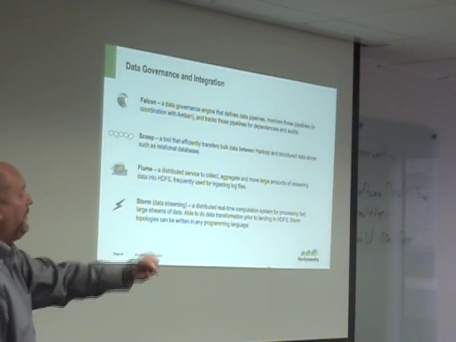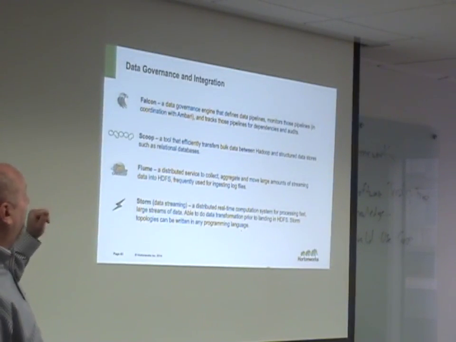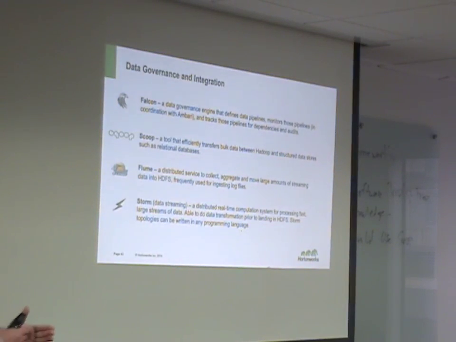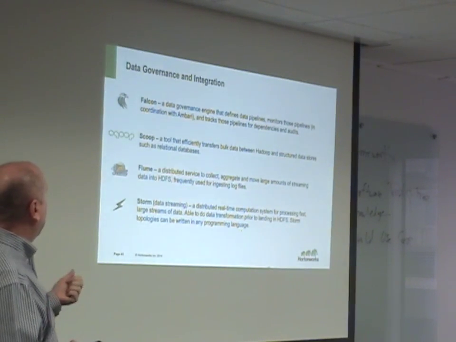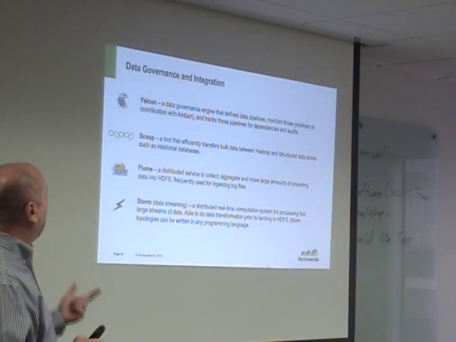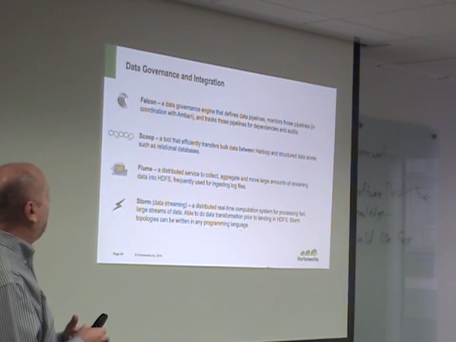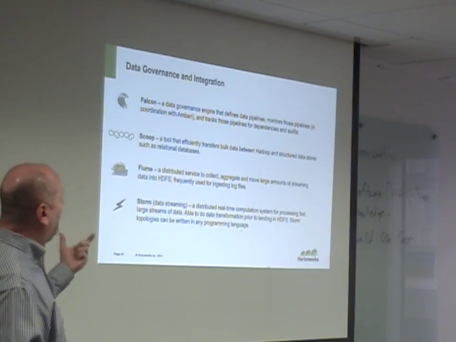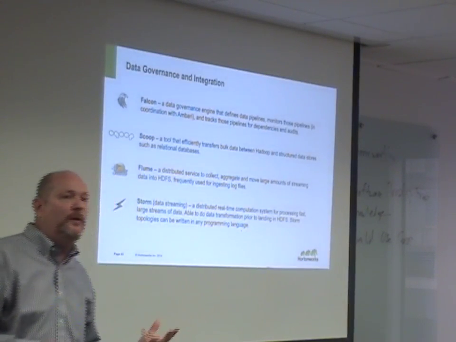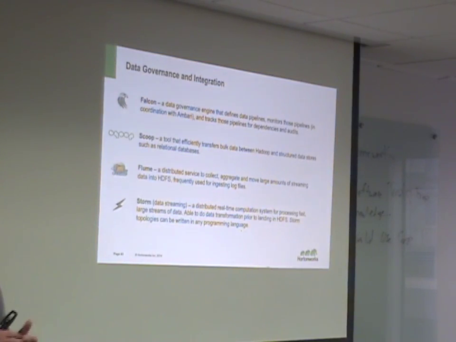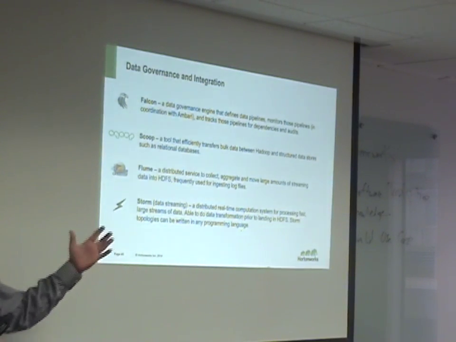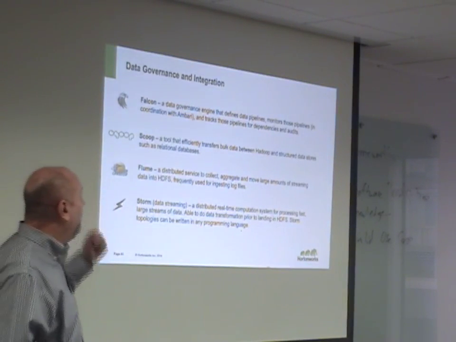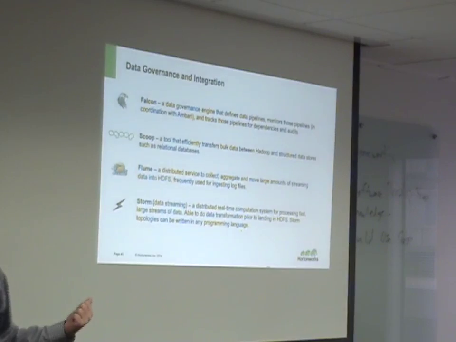Data governance and integration. Again, we're going to go through these kind of quickly. There are multiple ways to get data into your Hadoop cluster. Falcon is basically data governance and pipelines. We can do retention policies, things of that nature with Falcon. Sqoop is purely a SQL ingestion engine. So basically you point Sqoop at your existing SQL server and it'll ingest whatever SQL data, whatever tables you pointed it at. Flume is designed primarily to collect log files.